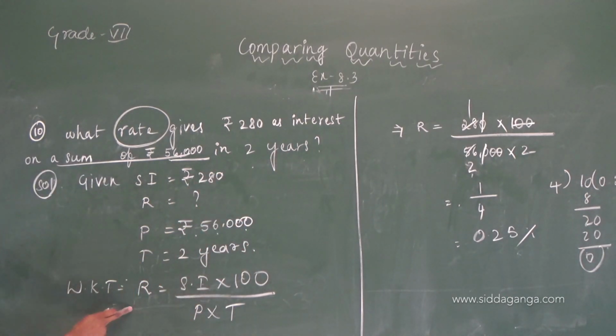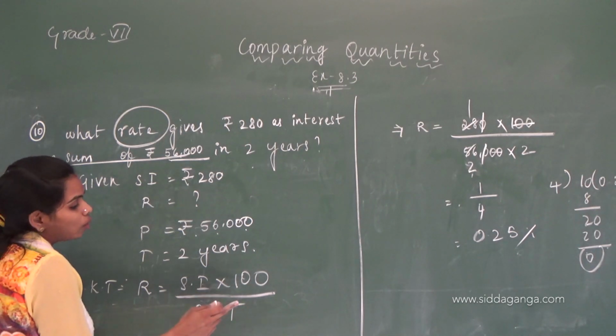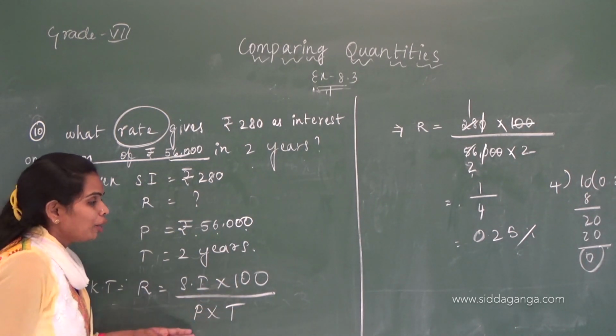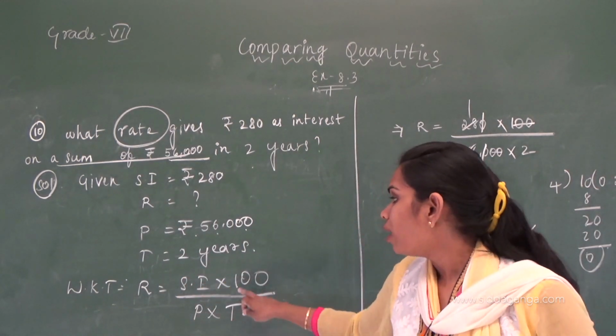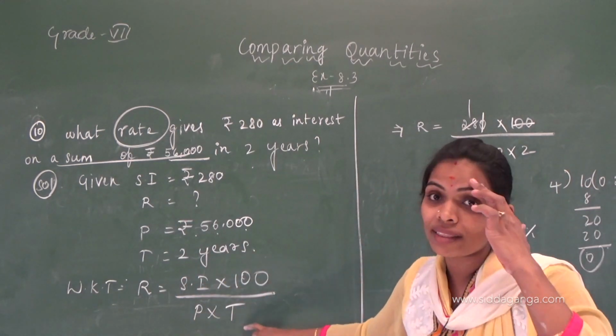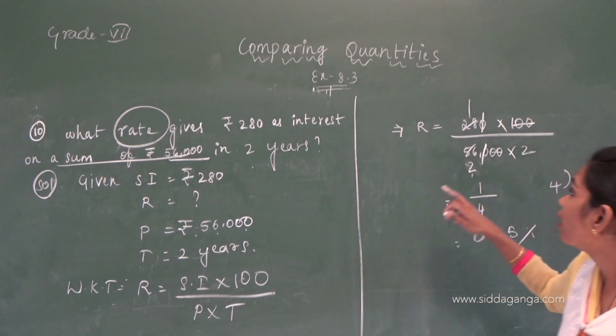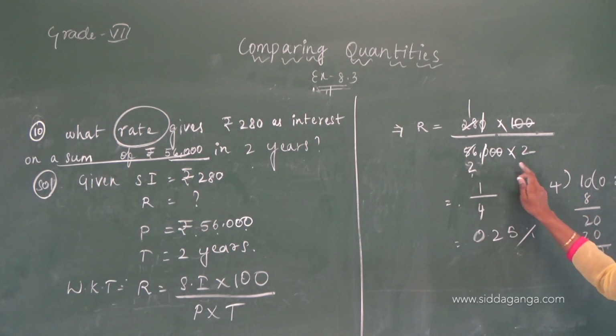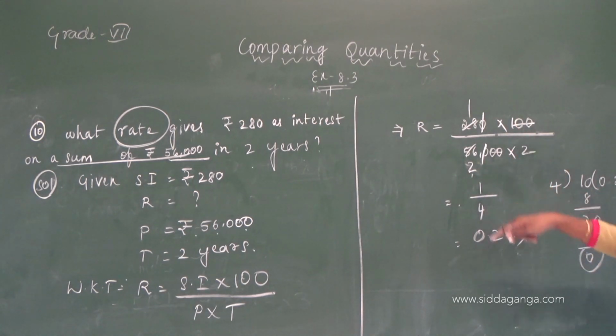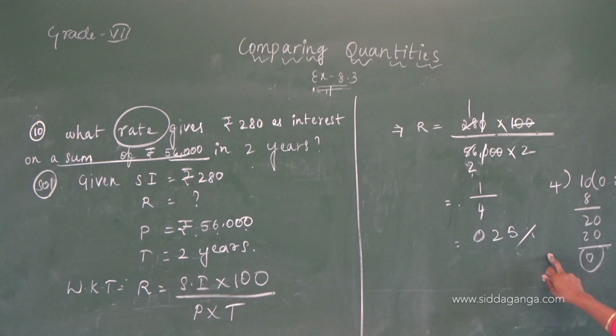We know that R equals SI into 100 divided by P into T. Whatever the values of the particular things are, we just have to mention them there. Then 280 into 100 divided by 56,000 into 2, and taking cancellation we will get 0.25%.